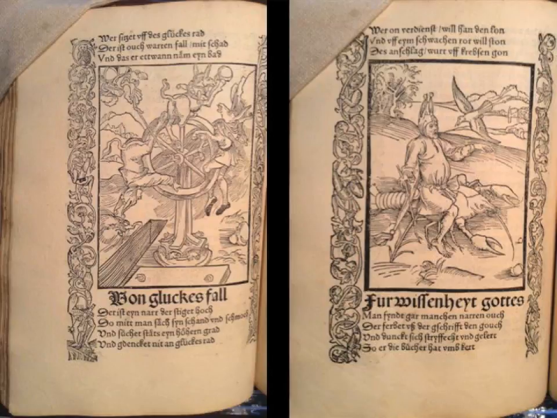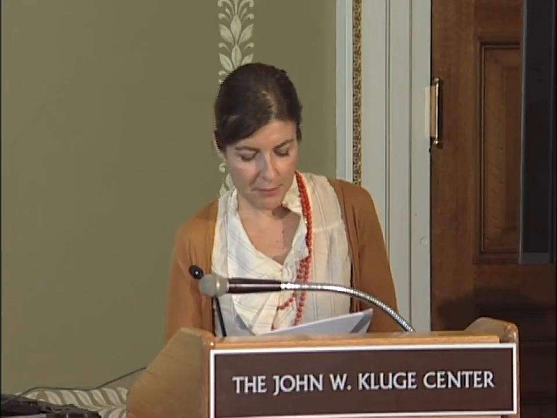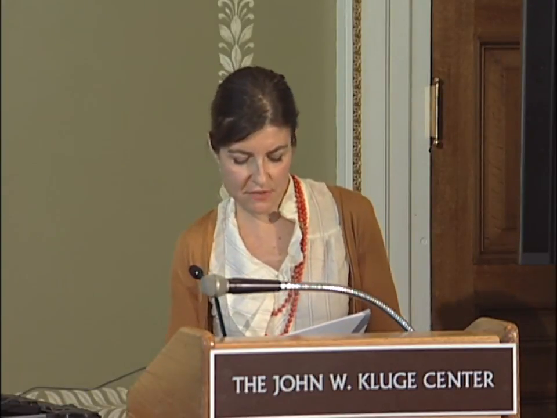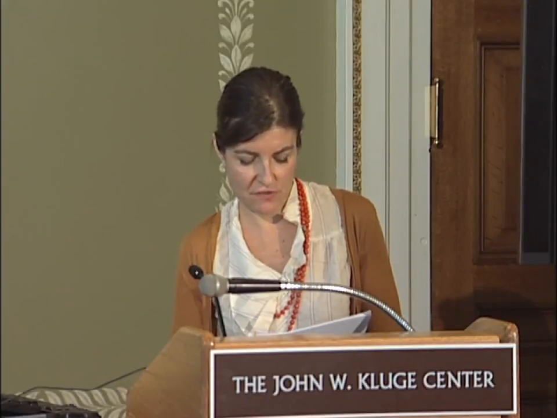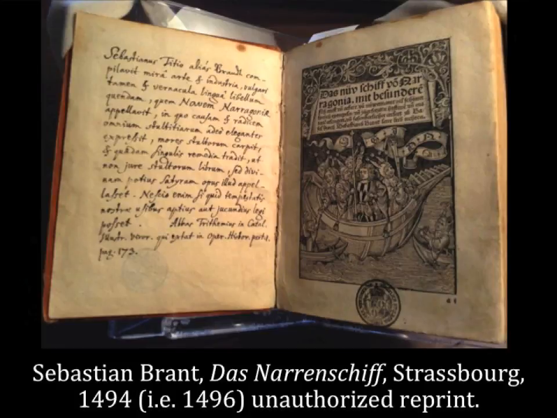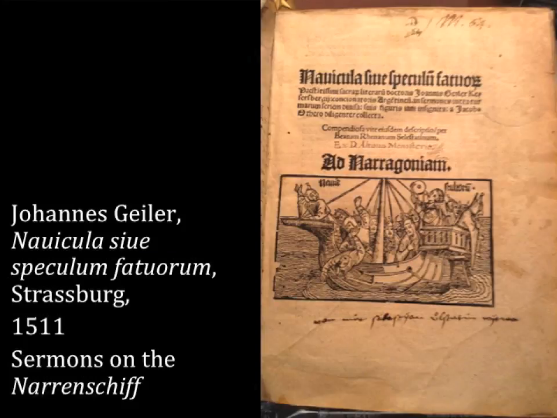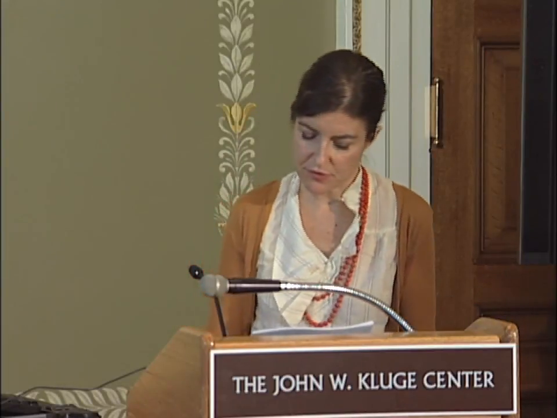So these are some examples of the Dürer woodcuts, or woodcuts from Dürer's drawings. The work immediately became extremely popular, with 6 authorized and 7 pirated editions published before 1521. So this, for example, is an unauthorized reprint, the Strasbourg one. It was even the subject of sermons published in Strasbourg in 1511 by a popular Dominican preacher, Johann Geiler, that reproduced the original woodcuts.